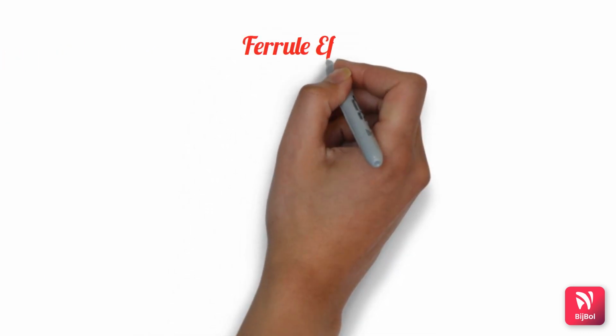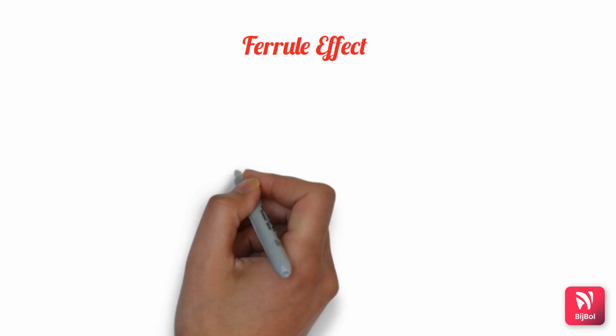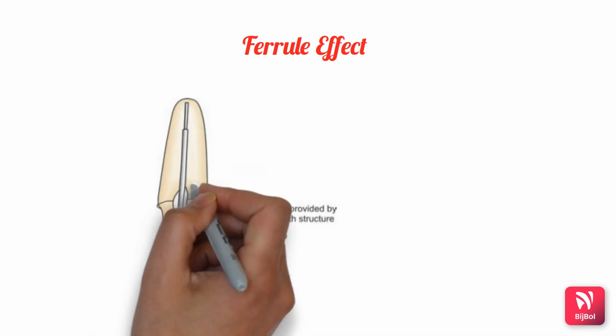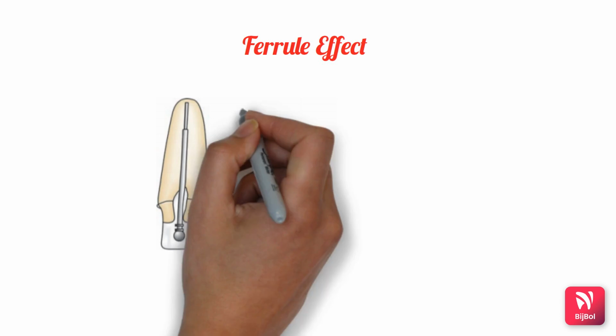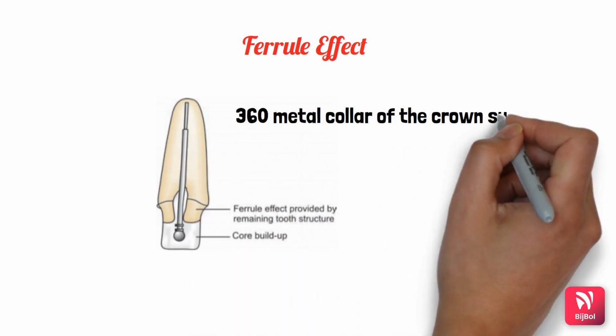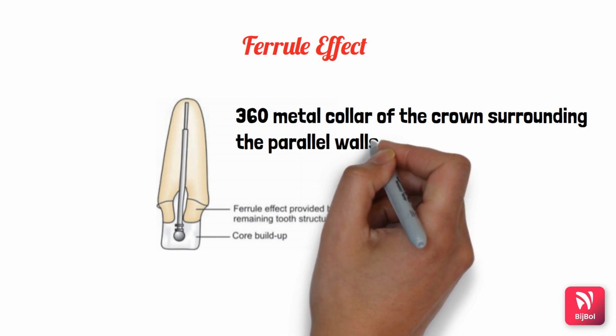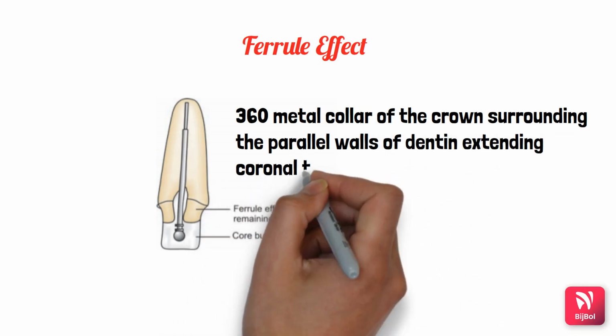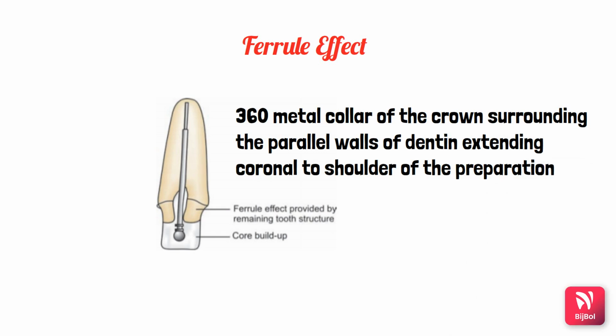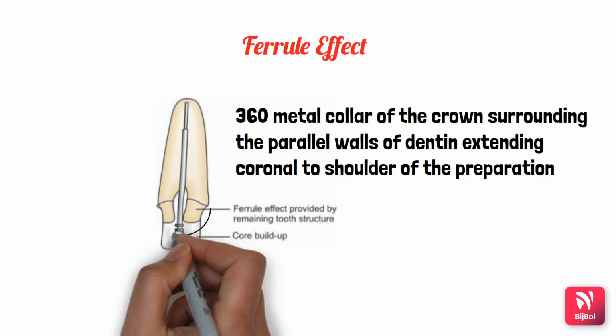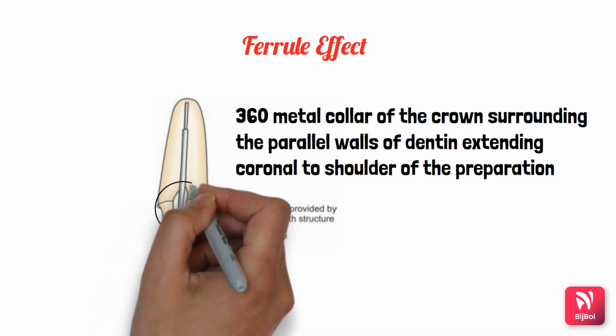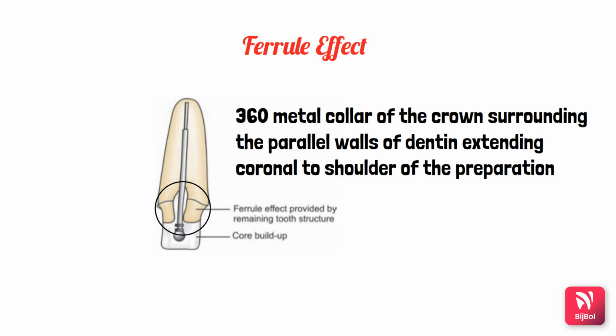The most important part is the ferrule. Ferrule is nothing but a 360 degree metal collar of the crown surrounding the parallel walls of the dentin, extending coronal to the shoulder of the preparation. It is just like a crown bracing against the remaining supragingival tooth tissue. It has been suggested that it should be 1 to 2 mm of vertical tooth structure, which helps in doubling the resistance to fracture.